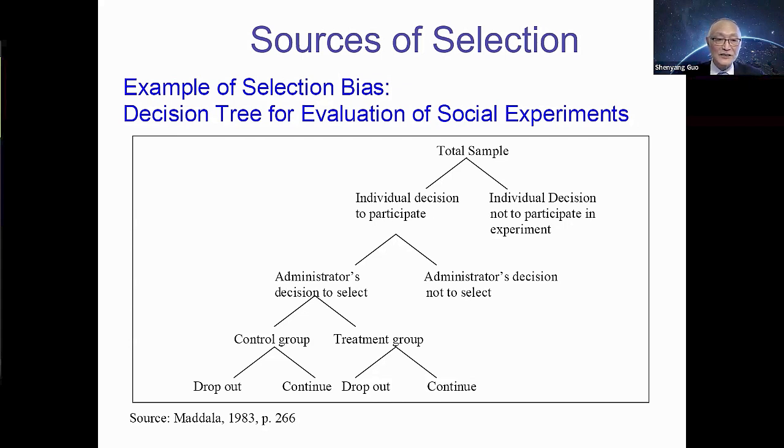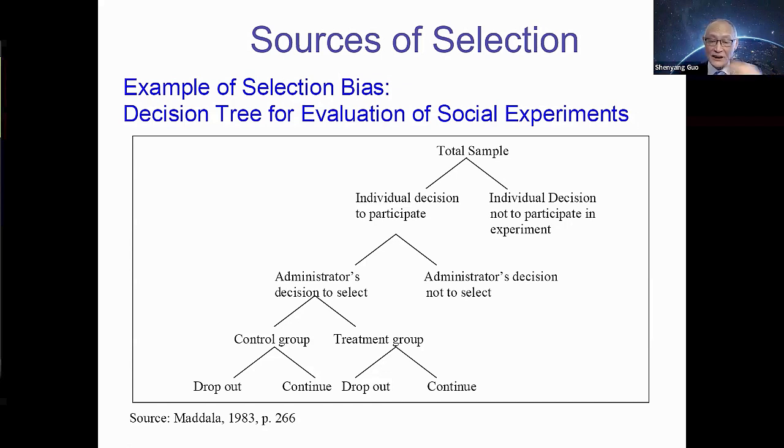This figure comes from the famous econometrician Maddala. So you can see we first divided the total sample into two groups: individuals who decided to participate and individuals who decided not to participate, self-selection. And then only for those who decided to participate, we also have administrators' decision in the selection.